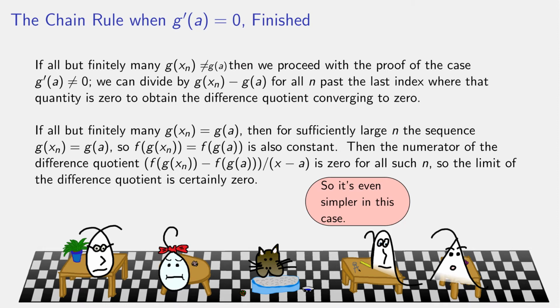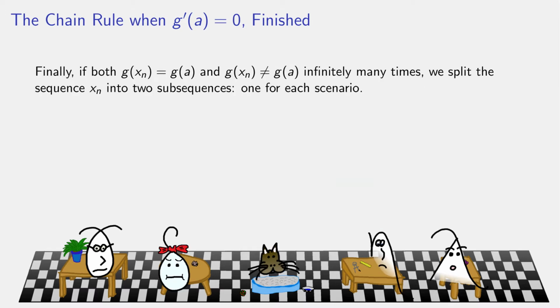In a sense, it's even simpler in this case. It does take a little bit of thought. You can't just say we already proved it, just like we did on the last slide. But the two things independently, this one is a bit easier because you end up with just a difference quotient that's 0 past a certain point. But what happens if both happen infinitely many times?